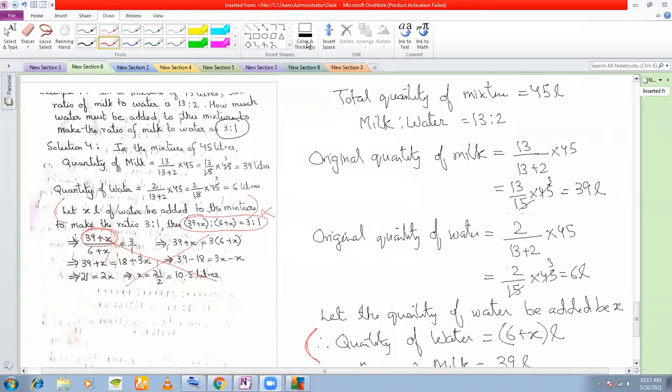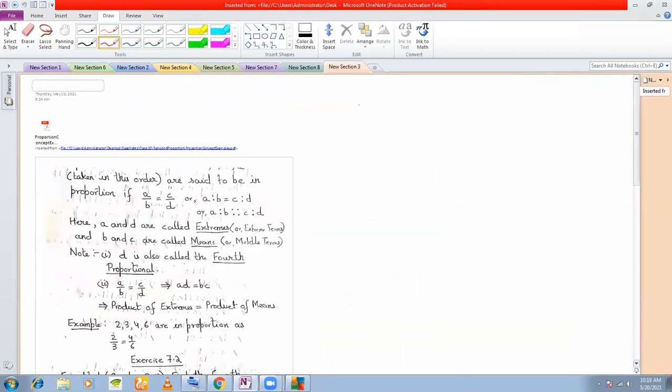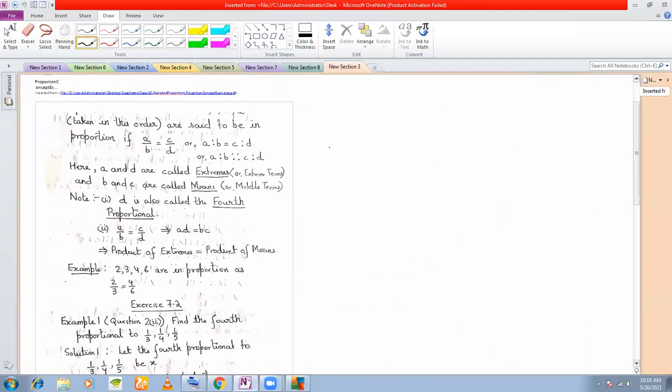These were the fundamentals of ratios. We now move on to proportion. Now, what do you mean by proportion? Remember, the proportion definition is simply equality of two ratios. An equality of two ratios is called a proportion.